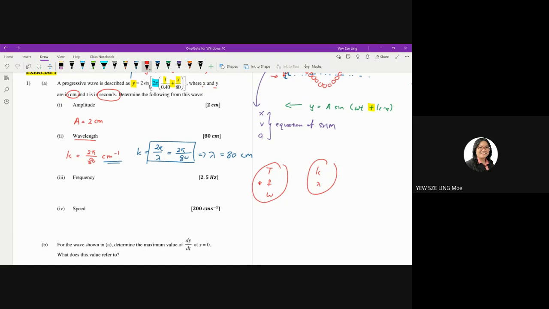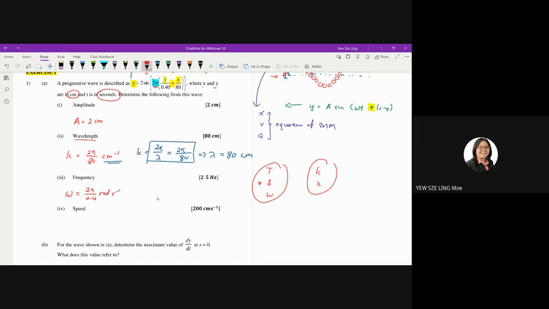So by comparison, we will get omega from the equation, the value of omega from the equation given. So omega, again, is not just equal to 1 over 0.4, but don't forget about this 2 pi. Omega is actually equal to 2 pi times 1 over 0.4. So it is 2 pi over 0.4, in radians per second.